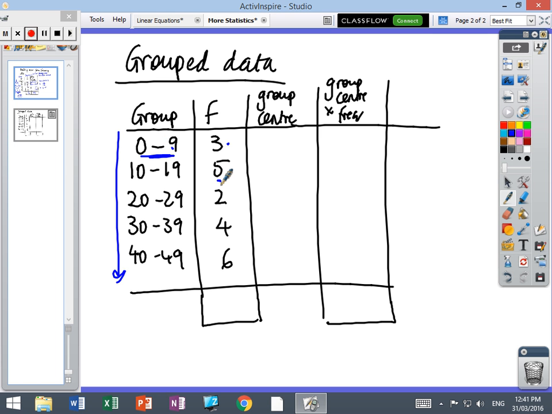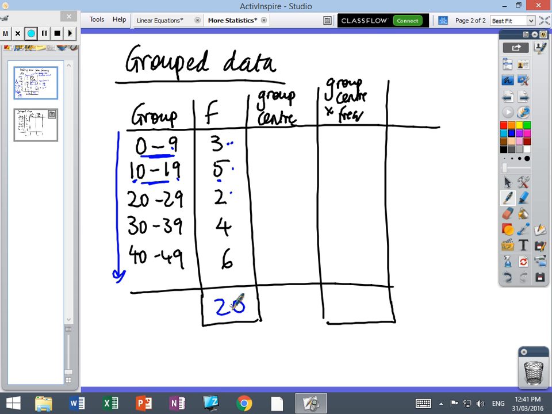And there's 5 students who got between 10 and 19, and they could have all got 10, or they all could have got 19. We don't know, and actually we don't care. Okay, so etc., etc. So how many kids were surveyed? 3 and 5 is 8, 10. So there's 20 people who did the maths test or whatever.